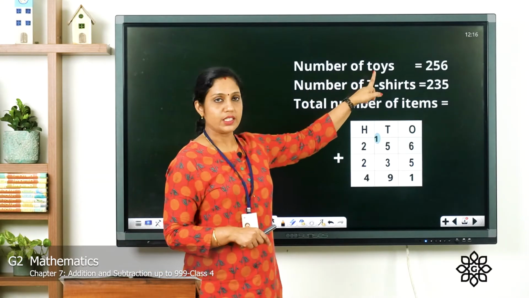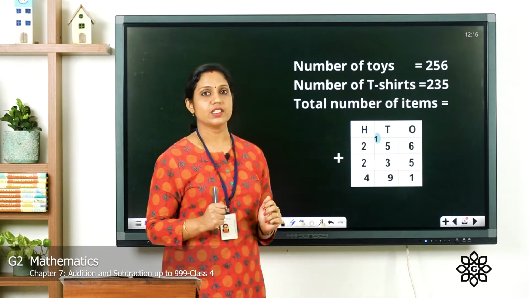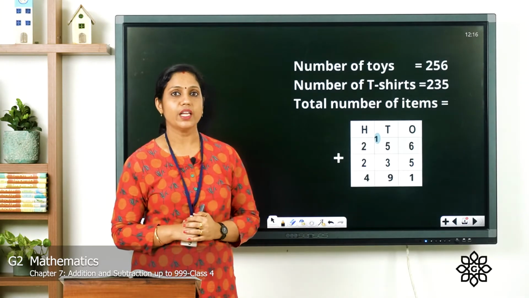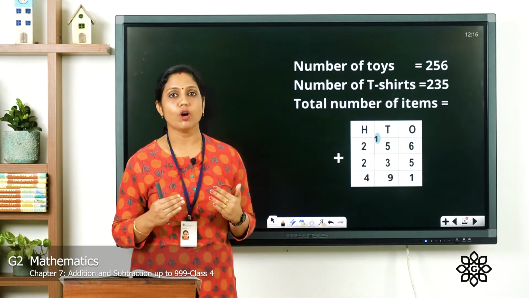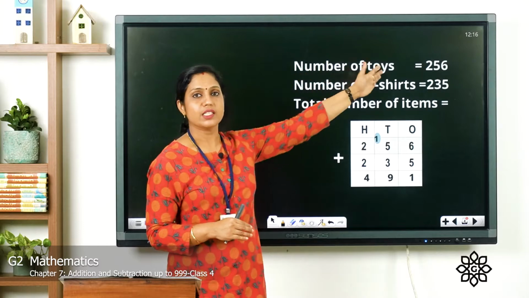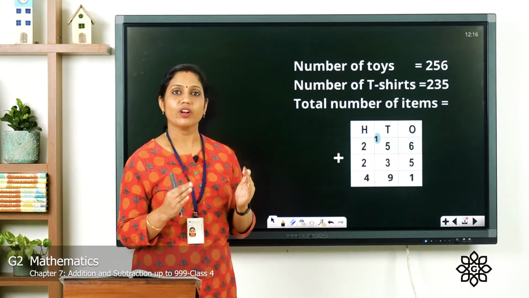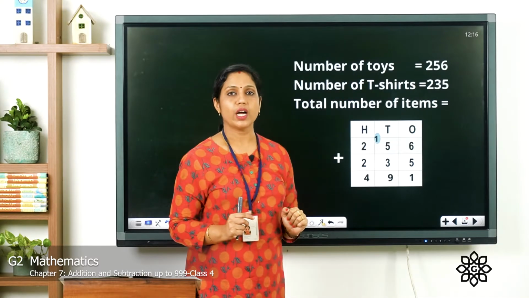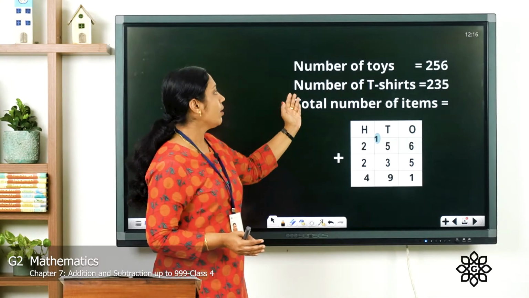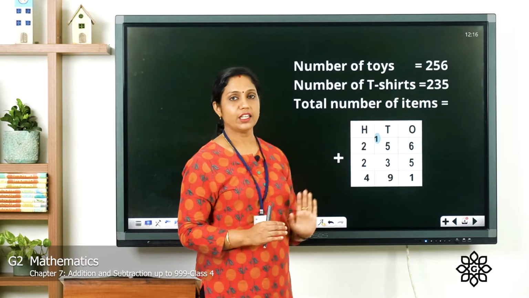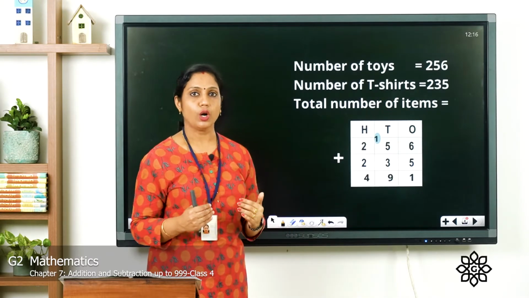Number of toys is equal to 256. So read the question 3 or 4 times, understand it properly, and from the question itself you can form the steps for the word problems. So here you can write number of toys. This sentence you can take down from the question itself. So number of toys is equal to 256. Number of t-shirts is equal to 235.